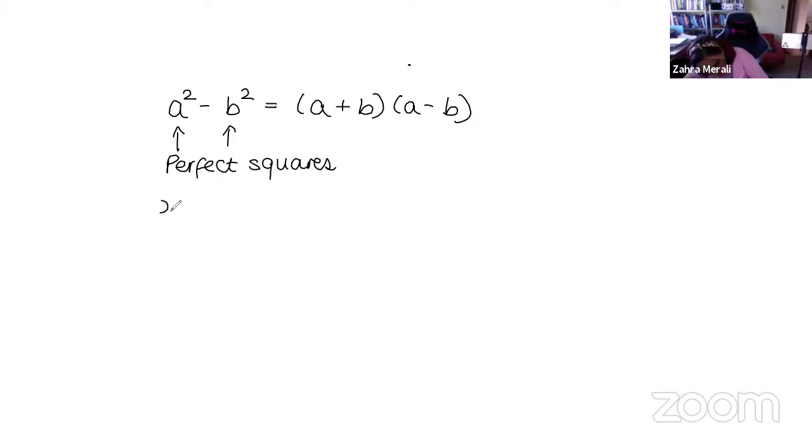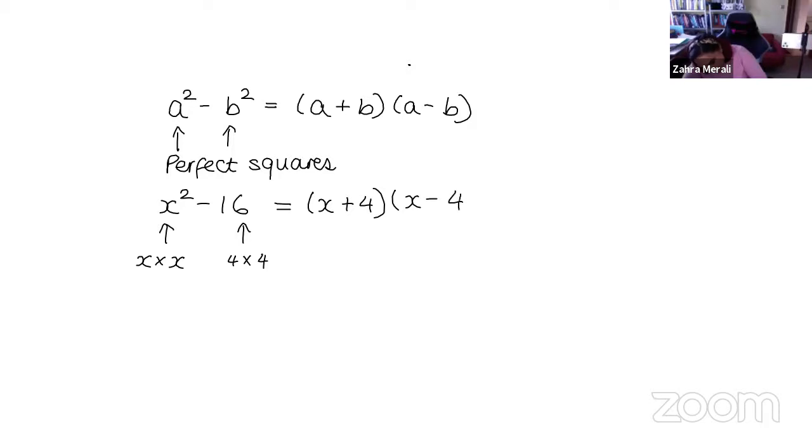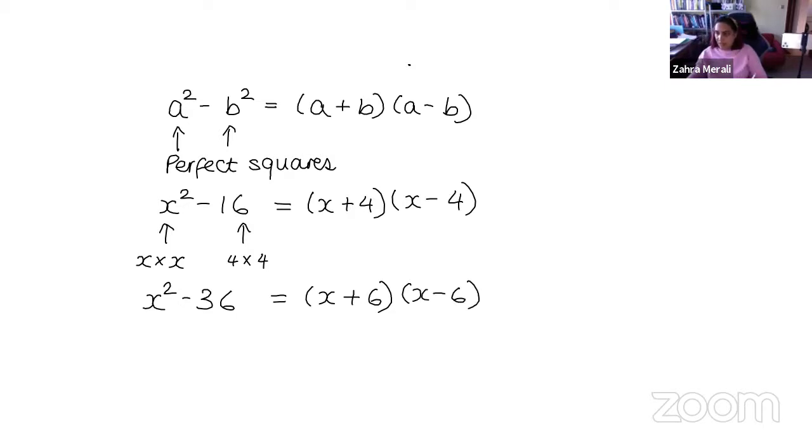So let's take a few more. x squared minus 16. x squared is the same as x times x, and 16 is 4 times 4. So you've got (x plus 4)(x minus 4). What about x squared minus 36? Again, you've got x plus 6, because 36 is 6 times 6, x minus 6. And then it becomes really easy to also solve things.